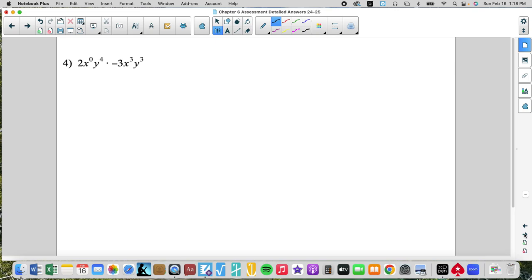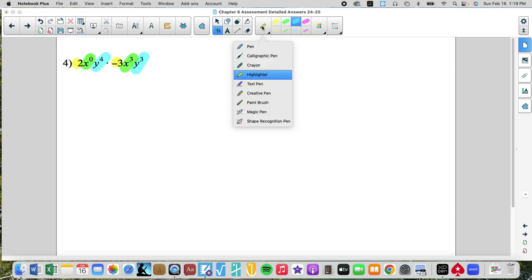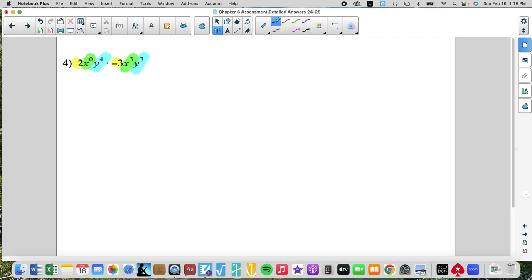Same thing. Now we have coefficients. We have like bases with exponents. So coefficients, 2 times -3 is -6. X to the 0 times x to the third is x to the third, because x to the 0 is going to be a value of 1.